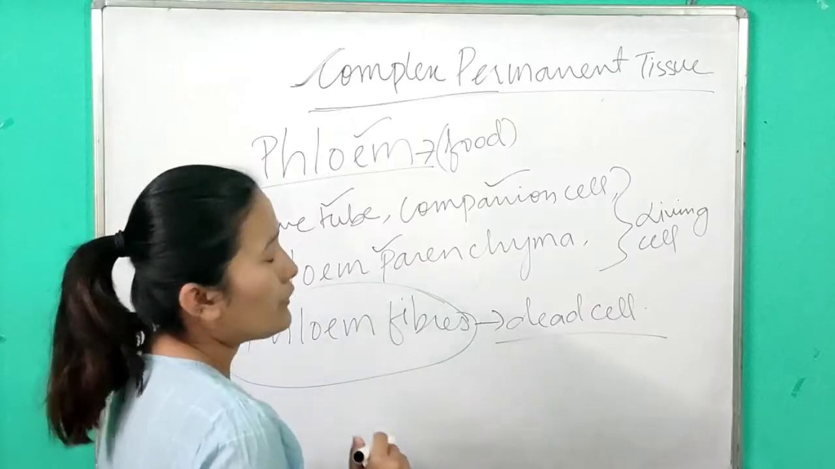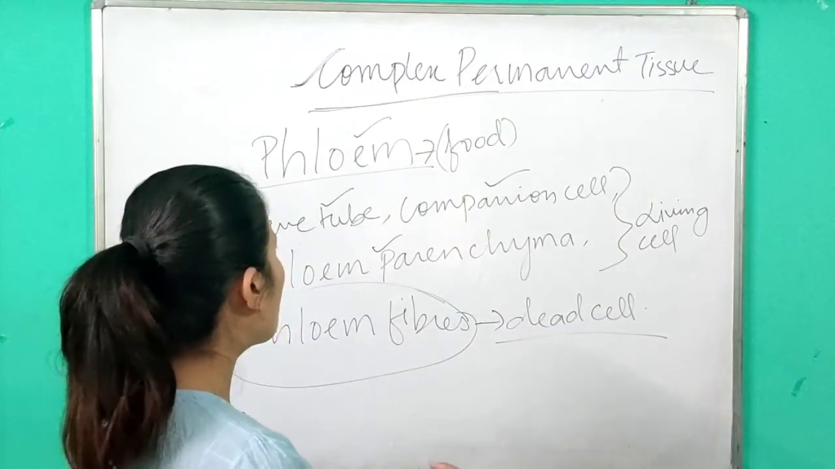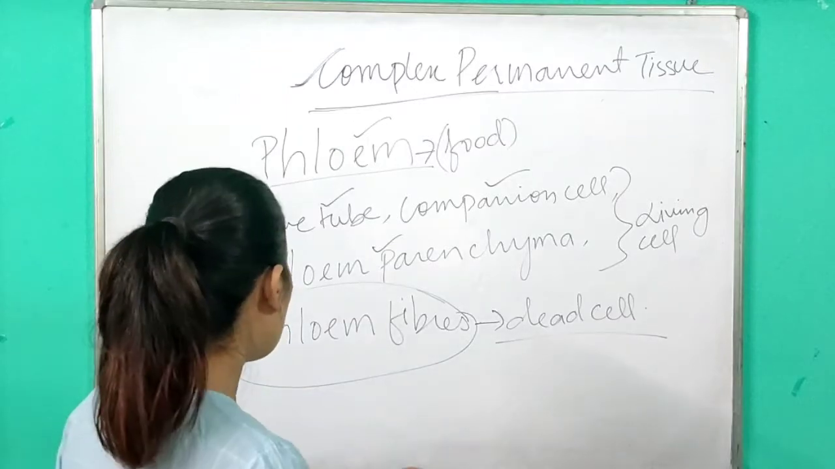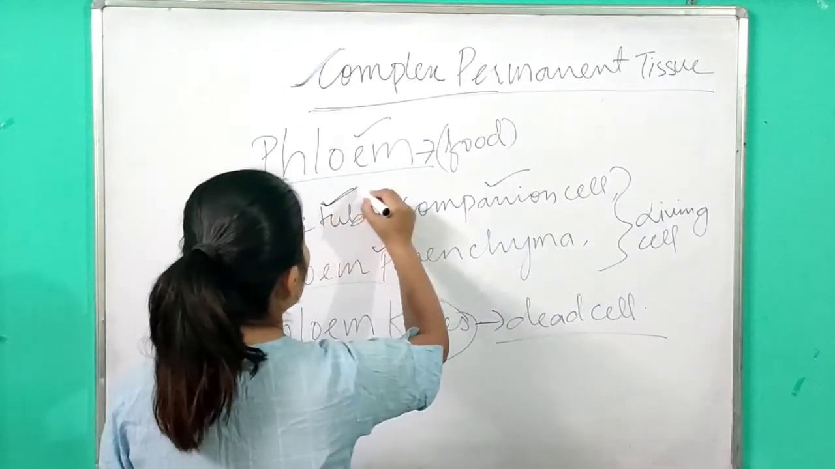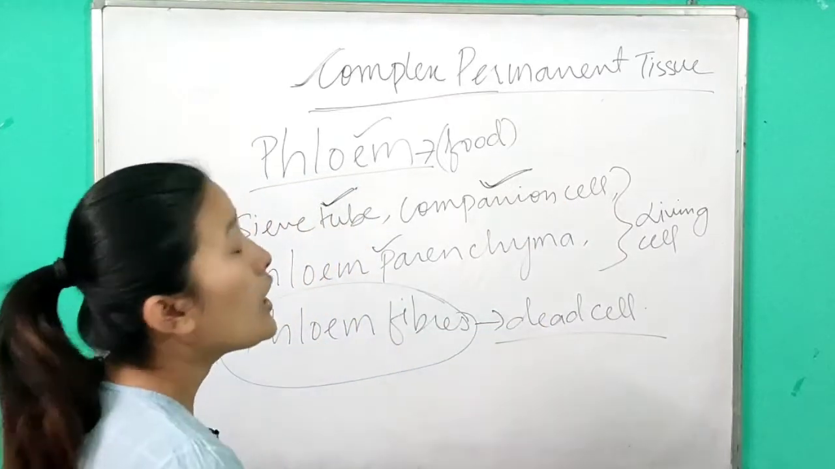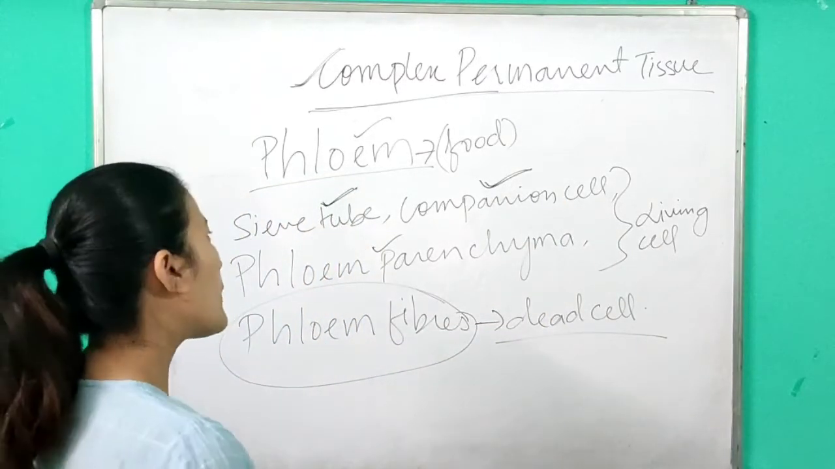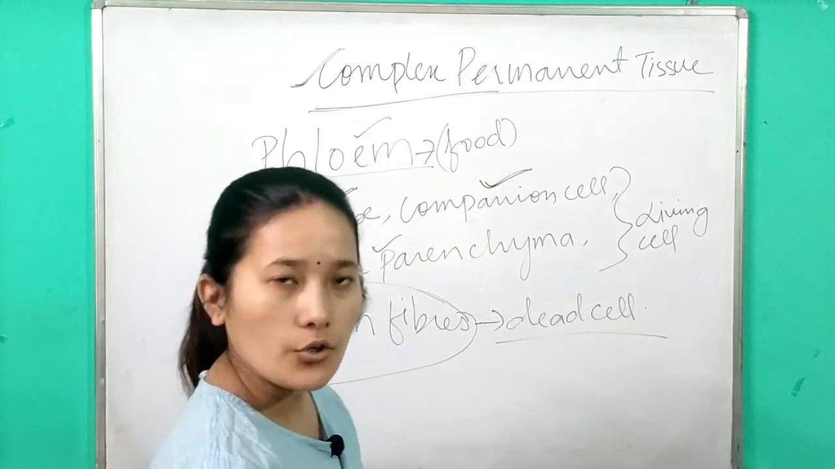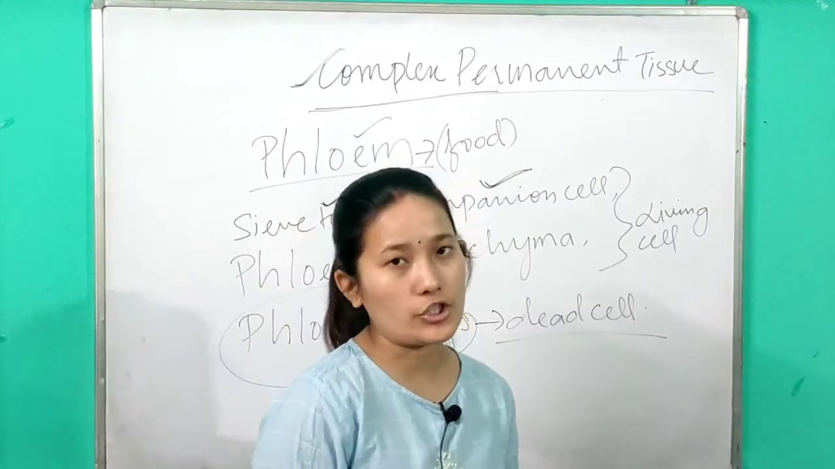Now, as we know that phloem is made up of 4 different types of cells, what are the translocating or conducting elements in this case? It's your sieve tube and companion cell. These too help in conduction of the food, or translocation of the food, from the leaves to different parts of the plant. Okay, so I hope you understood the function.